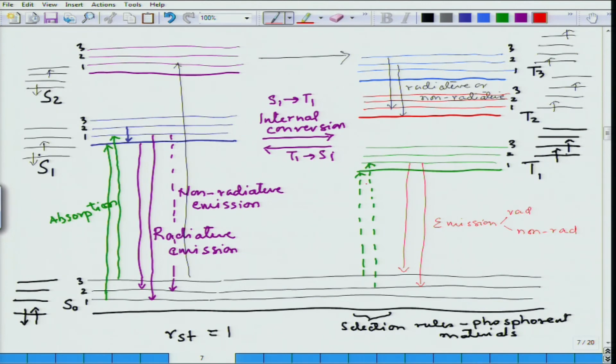And in these materials, it is possible that sometimes when we go from triplet to S1 state, after this particular transition, we have again emission from the singlet state, and this is what we call delayed fluorescence.